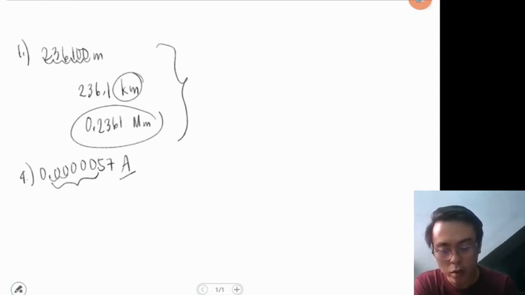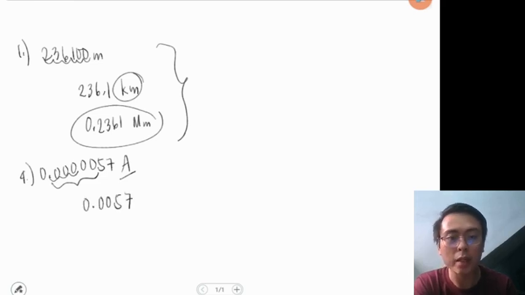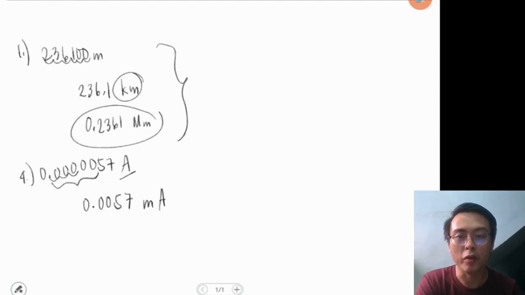1, 2, 3, you get 0.0057. That is in milliamperes, because we moved it by 3 decimal places. That's a factor of 1,000. Okay, but this still has 2 zeros, so we can still move this.